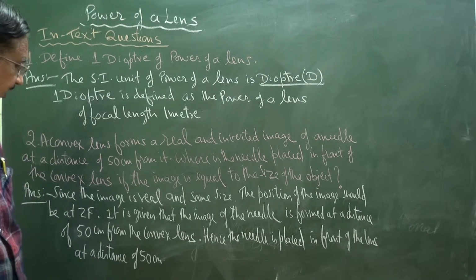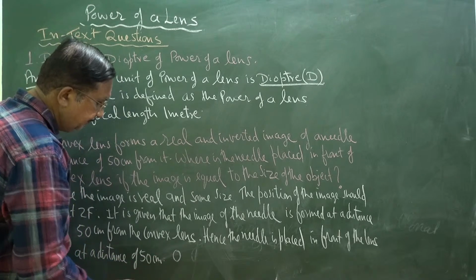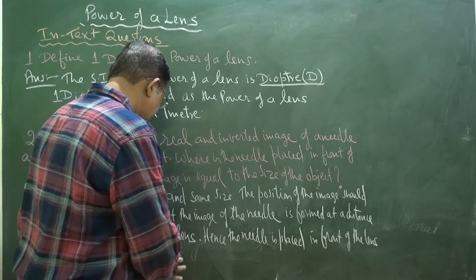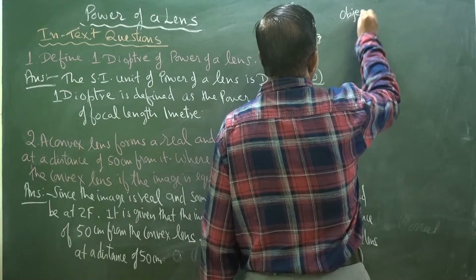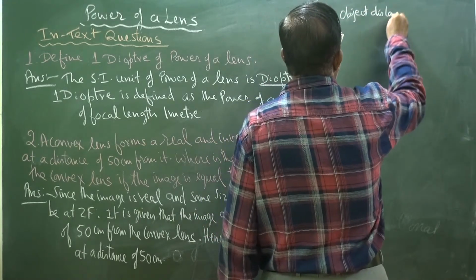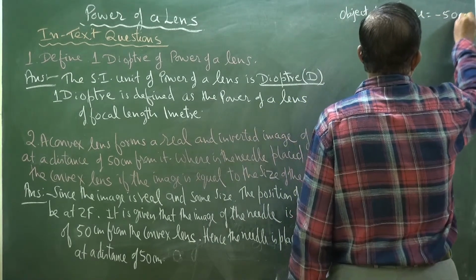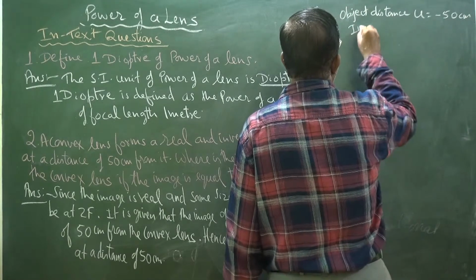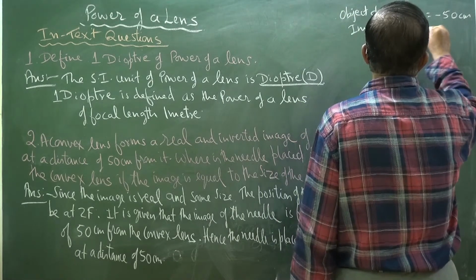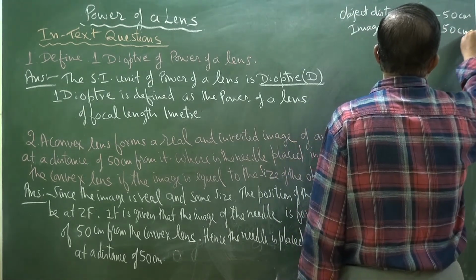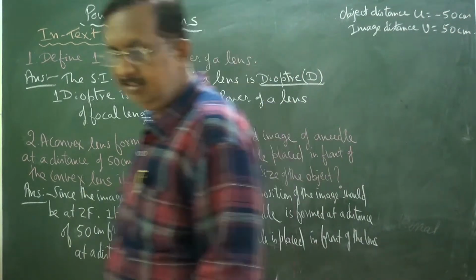So what will be the object distance? Here I am writing, object distance from the lens, u is equal to minus 50 centimeter. Image distance v is equal to 50 centimeter. So like this we will conclude this answer. Okay children, take down.